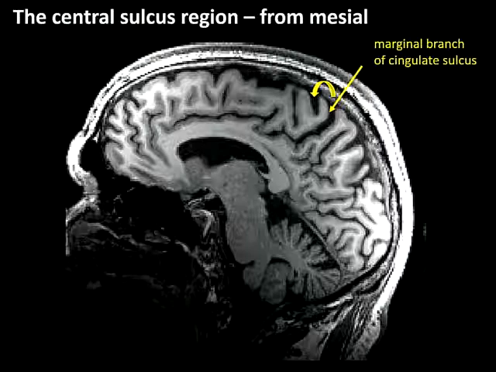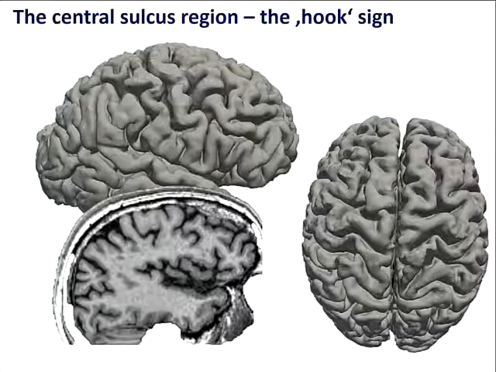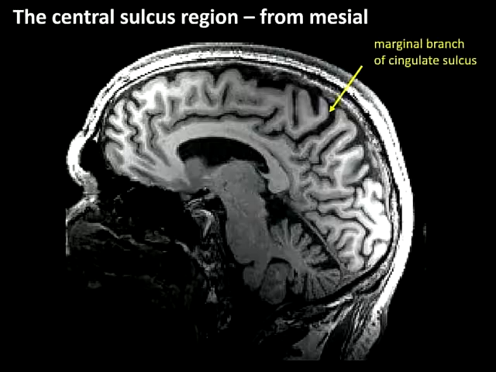So if we now go back to this slide, here we were in the central sulcus region, and here is the part where this back-bended central sulcus goes into the mesial hemisphere. And these two little thingies on both sides are the upper parts of the marginal branch of the cingulate sulcus. So you can at least see it already on the surface that they are very close together. So these also help you here.